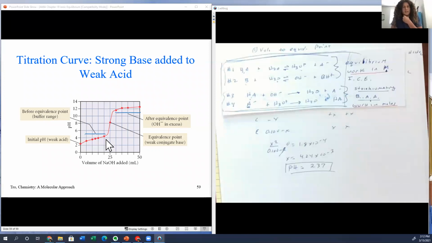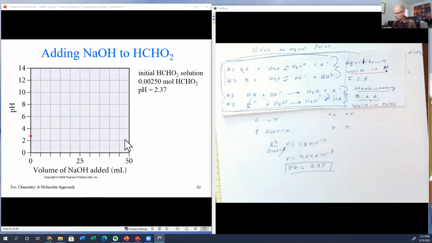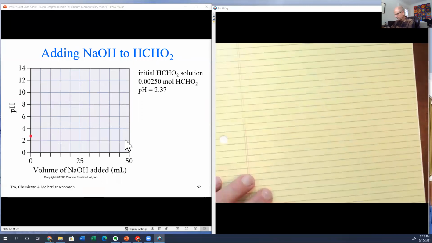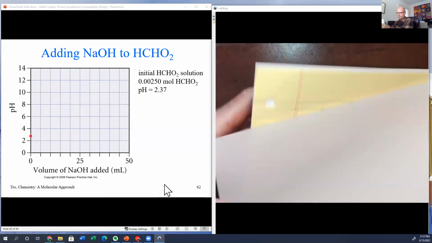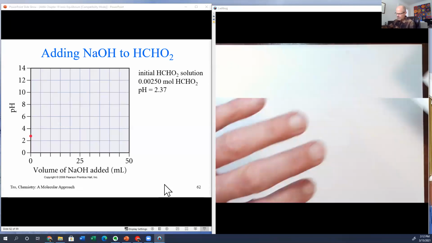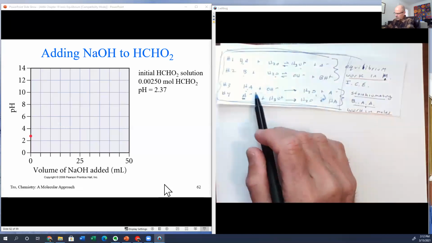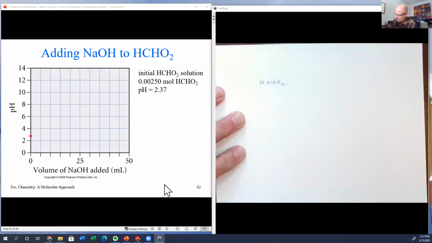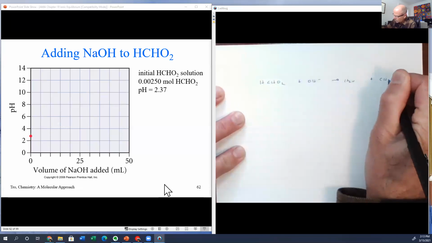Henderson-Hasselbalch equation. So all you have to do is figure out the relative amounts of the two components. And how are you going to do that? You're going to do that with a BCA table. You're going to set up your BCA table based on this equation: HCHO2 plus OH minus goes to H2O plus CHO2 minus.